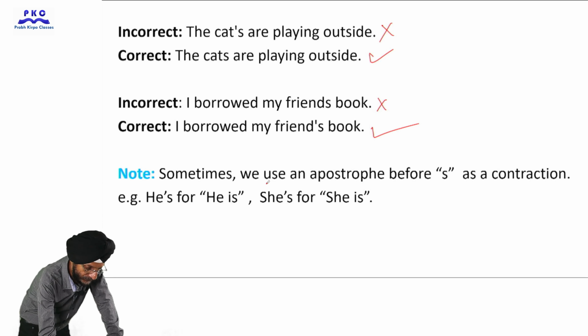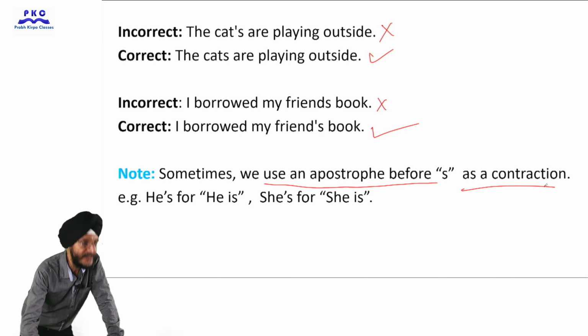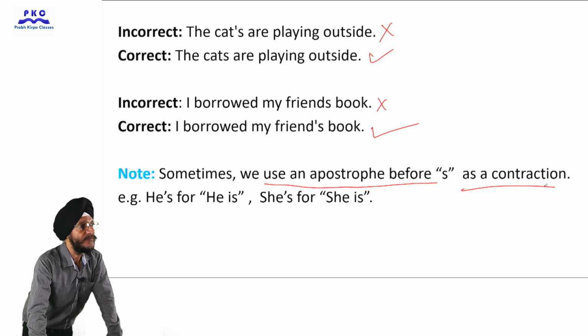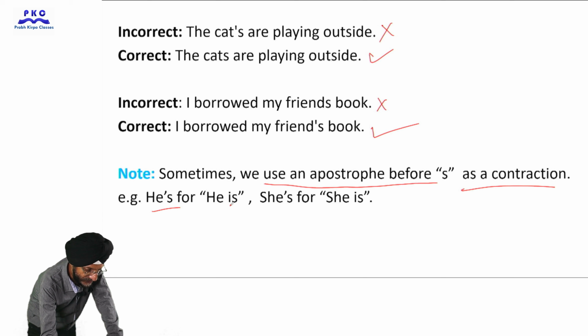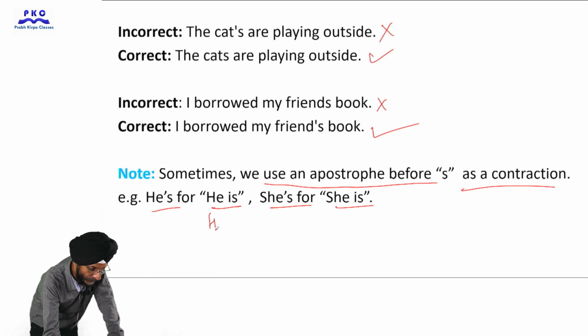Note: sometimes we use an apostrophe before s as a contraction, such as he's stands for he is, or she's for she is, or he's also stands for he has, or she's, a contraction, stands for she has.